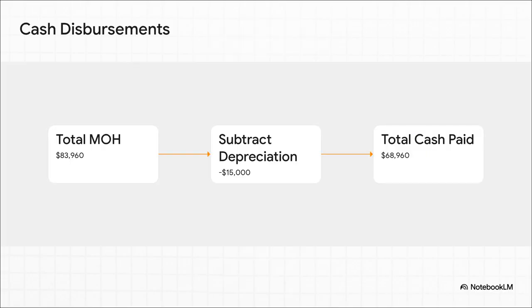difference. So to figure out how much cash actually leaves the building for overhead, it's super simple. You start with your total MOH, that's the $83,000, and you just back out that non-cash depreciation of $15,000. That leaves you with the real cash going out the door, $68,000. Always be on the lookout for depreciation.